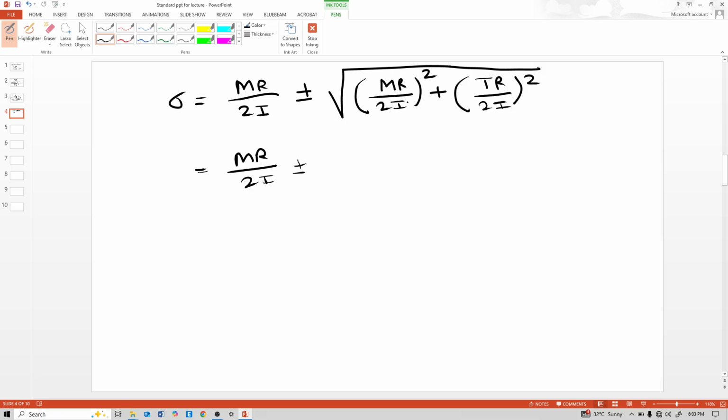So take common this R by 2I square, and the square root of R by 2I square is R by 2I. And this is remaining, M square plus T square. So see, this R by 2I we also take common.